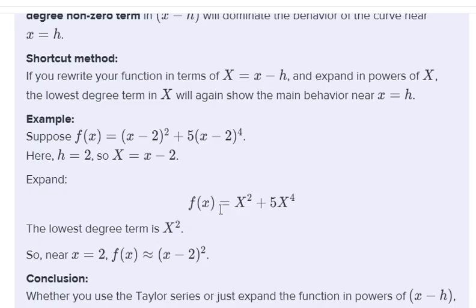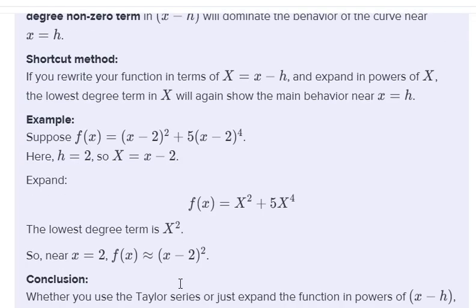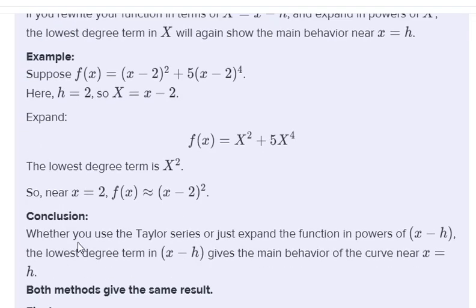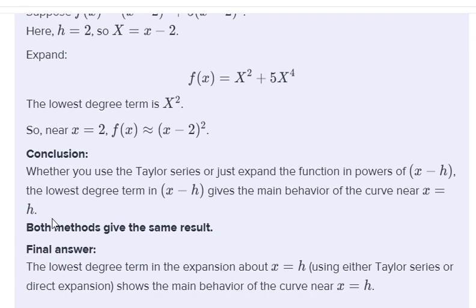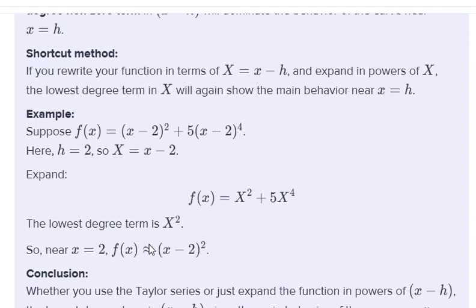Means I can say that near x equals 2, f of x acts as x minus 2 whole squared. Whether we use Taylor's expansion or just expand the function in powers of x minus h, the lowest degree term gives the main behavior of the curve. Both methods give the same result. Okay, this is how to understand the point.